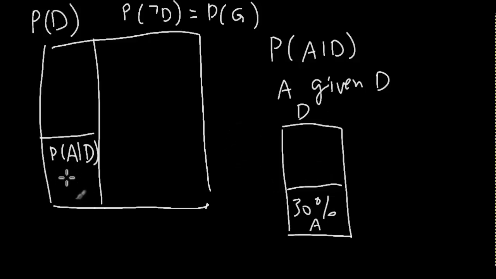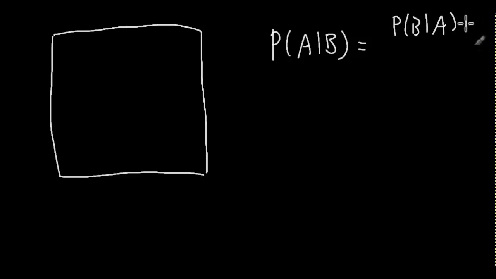Here is 30% of the rectangle, but I don't know the actual area with regard to the whole square. This area can be computed by P(A given D) times P(D). I know P(A given D) is 30%, but I don't know P(D). Now I will explain Bayes' theorem. I use A and B here. It is not machine A and B, it is general A and B as events. Bayes' theorem is: the probability A given B is equal to the probability B given A times the probability of A over the probability of B. This is Bayes' theorem.